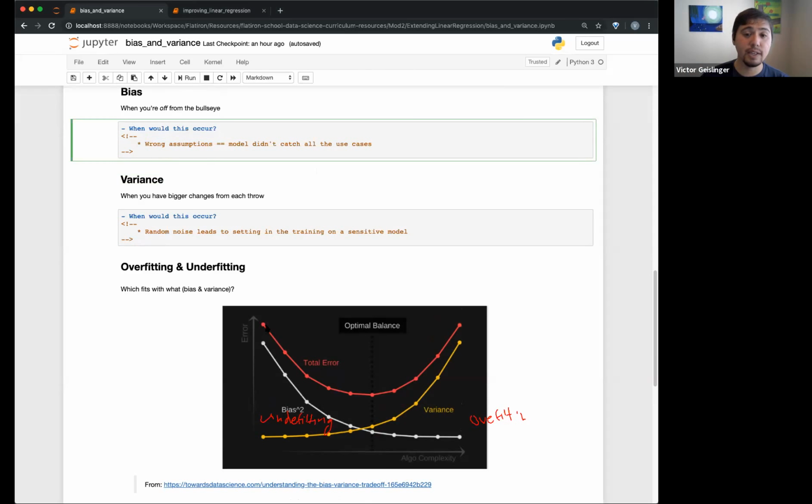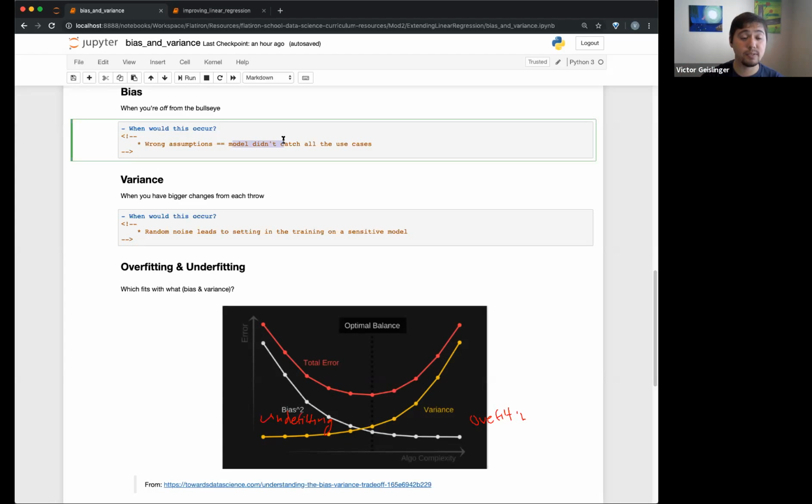But you can think underfitting, high bias. Basically, we made the wrong assumptions, right? The model didn't catch all the use cases. So if we used a line to model something that was supposed to be more like a parabola, it's making it too simple. We need a more complicated model.